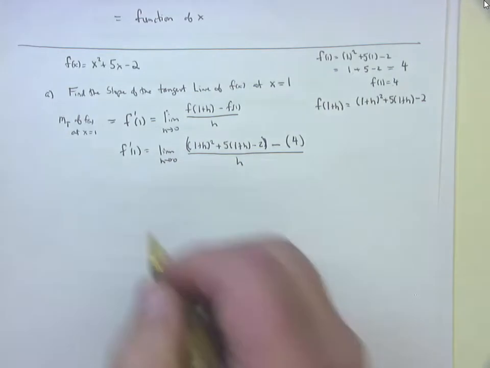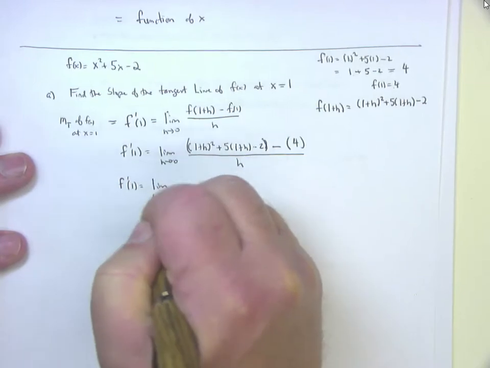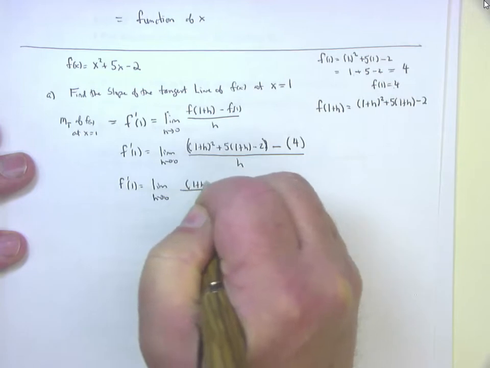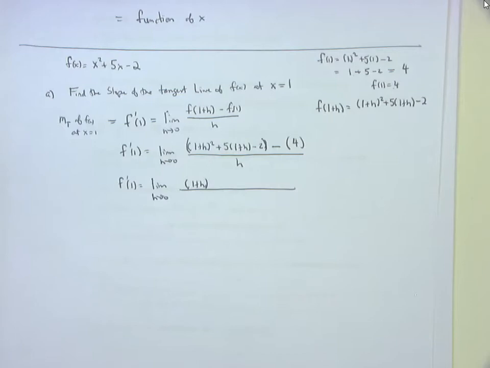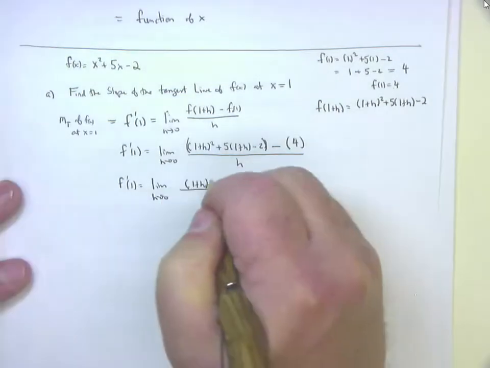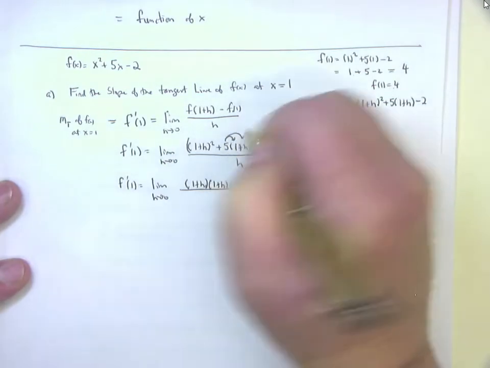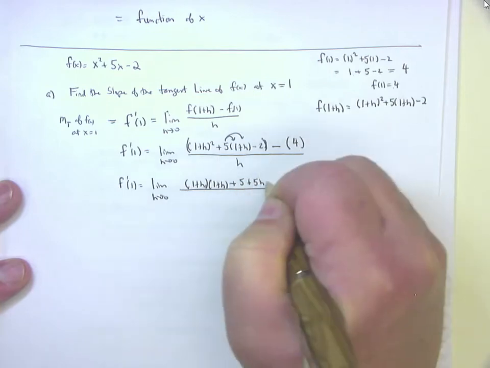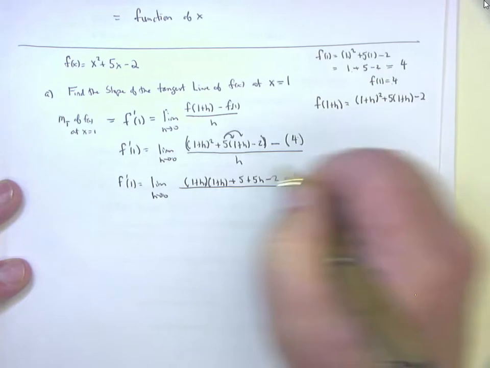So here we go. F prime of 1 will be equal to the limit as h approaches 0 of (1 plus h) squared. Now what does (1 plus h) squared mean to you guys? What does square mean? Times itself. So (1 plus h) squared is (1 plus h) times (1 plus h). Here I'm going to distribute 5. That'll be plus 5 plus 5h minus 2 and then minus 4 all over h.